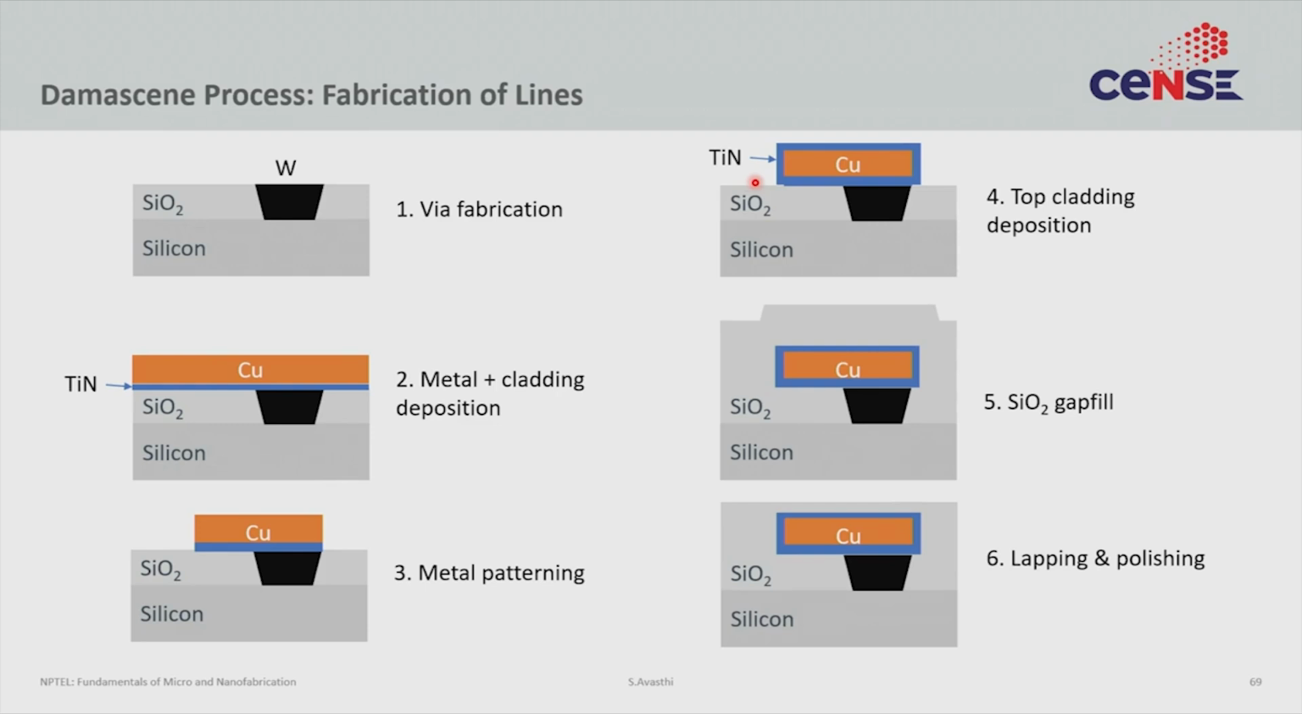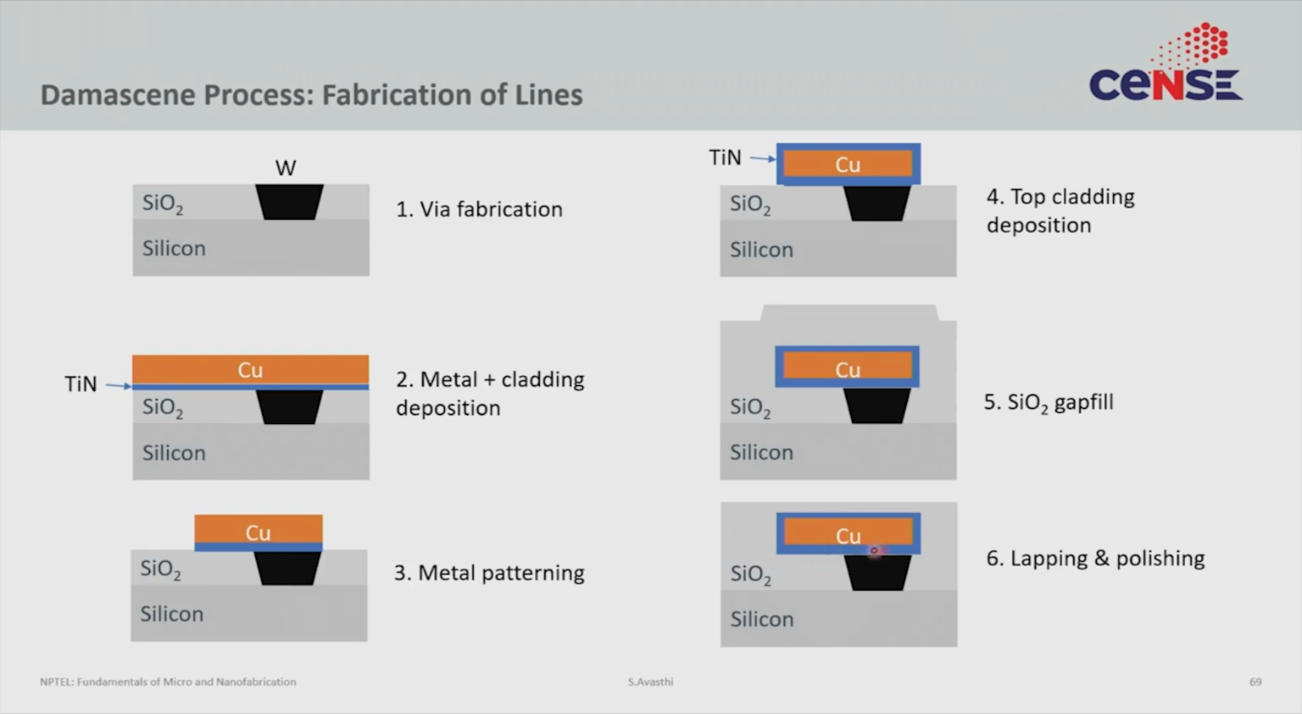You need to be smart in your deposition chemistry and deposition process such that you actually deposit a nice uniform titanium nitride layer on the sides that is also of the correct thickness. Once you do that, then you deposit silicon dioxide. This is done in any other process which involves multiple metal layers, and then you do some lapping and polishing just to smoothen things out.